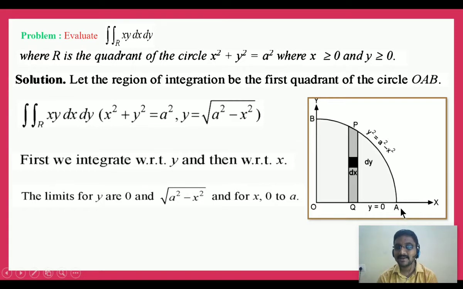What is the ordinate of A here? A is (a, 0). Because on the x-axis the y coordinate is 0, substituting y equal to 0, we have a square minus x square is 0, that is x square is a square, that is x equal to plus or minus a. So (a, 0) on the right hand side, but (negative a, 0) on the left hand side. But here we have considered only the first quadrant. The points are the origin (0, 0) and (a, 0). In that x varies from 0 to a. So x limits are 0 to a and y limits are 0 to root of a square minus x square.